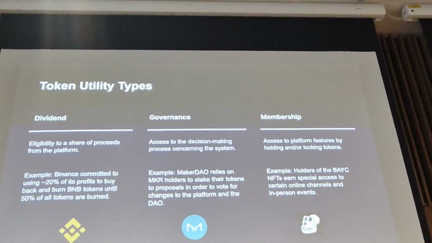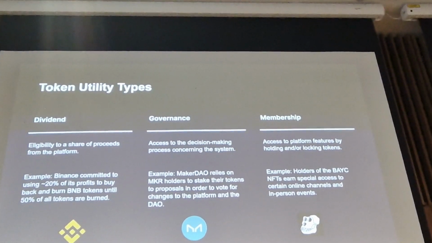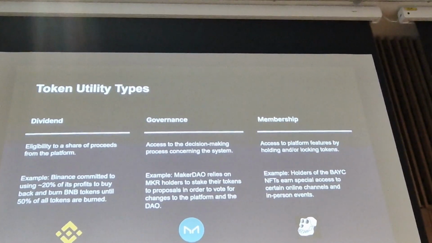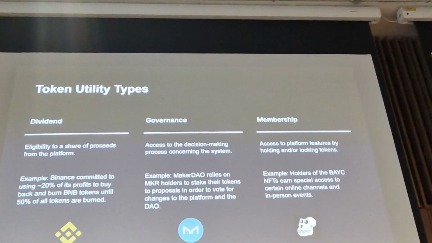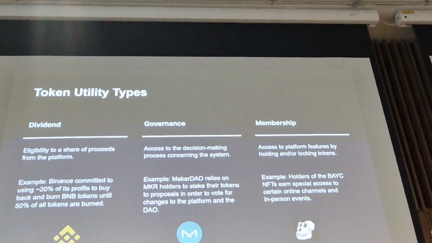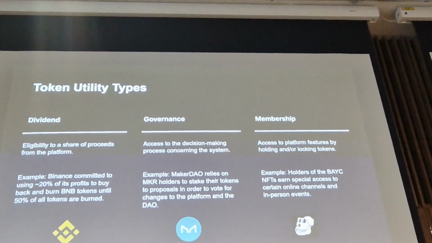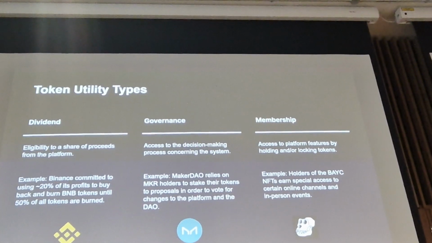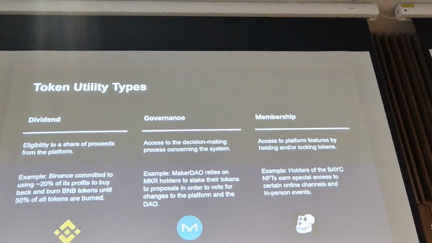And then membership. If you hold a token, you get access to certain benefits, either as part of a community, a group, or a broader system, DAO, or even a network state. NFTs are often a common example of this. If you hold a certain NFT within a community, then you, in theory at least, get access to certain benefits, and those could be on-chain and off-chain benefits.